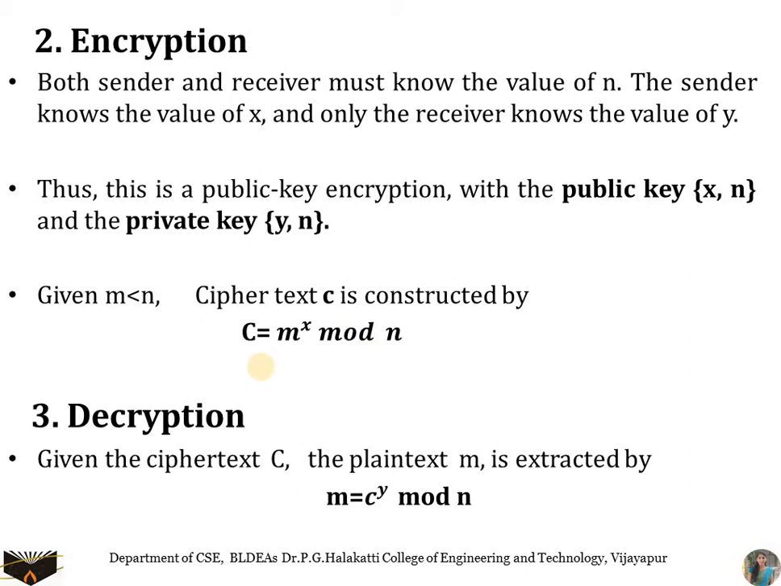After that, we decrypt the cipher text to get back the original message. The cipher text to the power y, where y is the private key of the receiver, mod n, gives back the original message. This is how the decryption is performed at the receiver side.